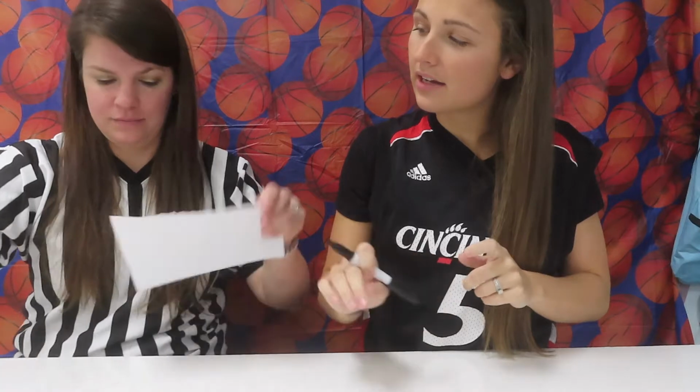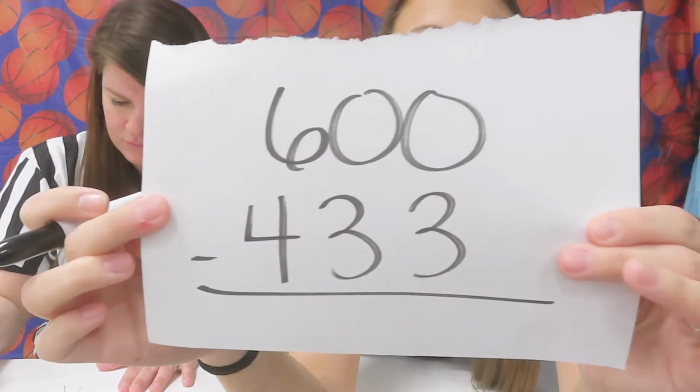Alright, is that it? Oh, we have one more? Oh yeah, one more problem. So your next problem is going to be 600, so a double zero is one. Good job, Miss Sherlow. For a tiebreaker: 600 minus 433. So go ahead and pause the video and solve this one.